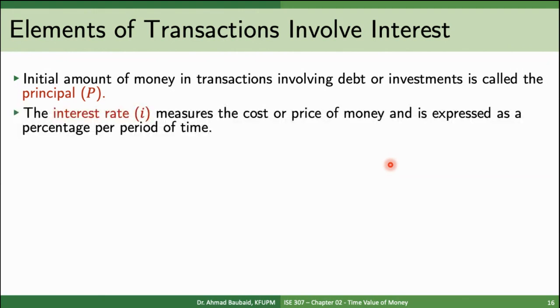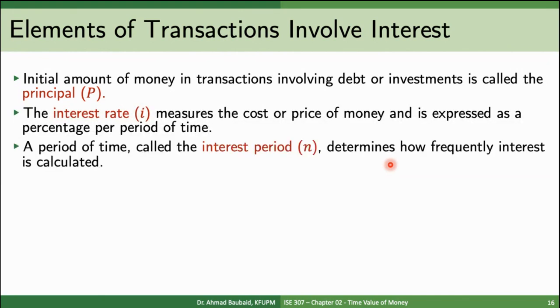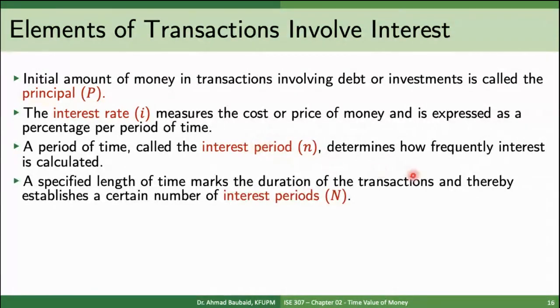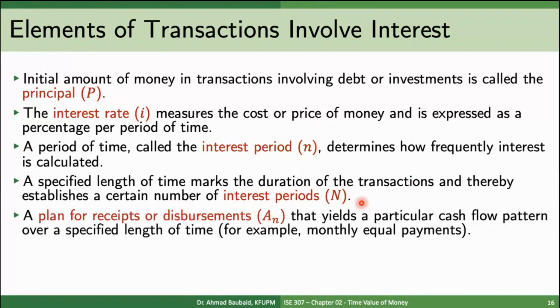For example, the interest rate i, the interest period, which is basically how frequently your interest is going to be accumulated or applied to the principal amount. So this could be years or months. And also the number of interest periods, so the number of times you apply the interest.